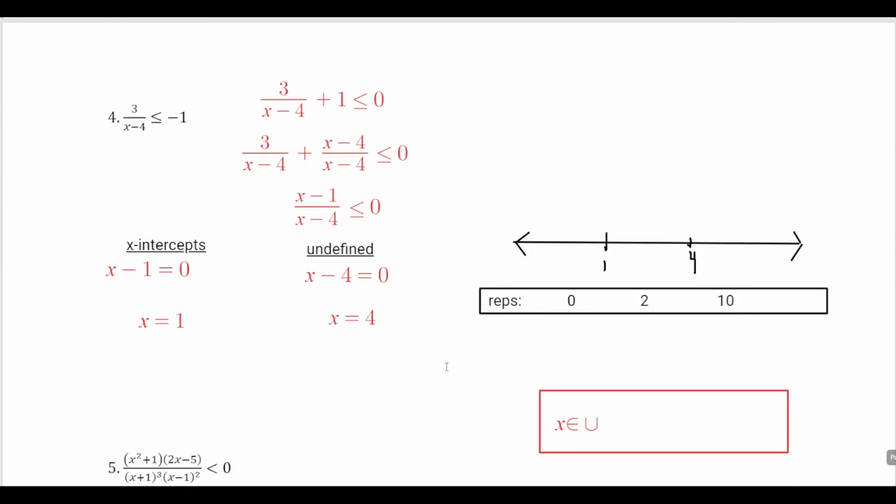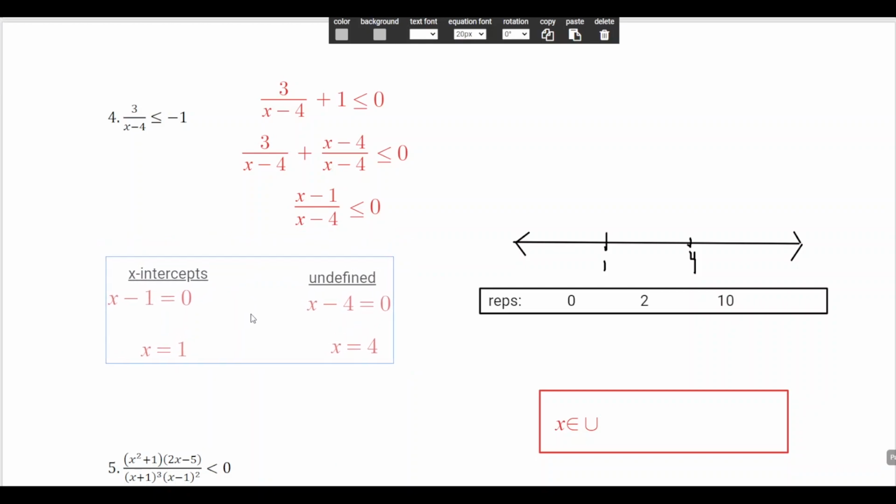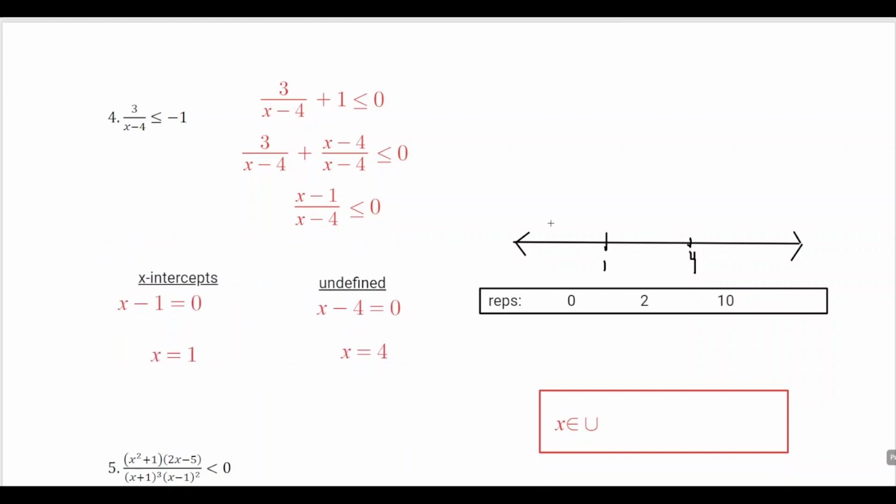So if I plug in 0, I'm going to get a negative divided by a negative, so we're going to be positive there. And between 1 and 4, I picked 2. If I plug in 2, I'm going to get a positive divided by a negative, so that should be negative. And if I plug in 10, I'm going to get a positive divided by a positive, so that would be positive.